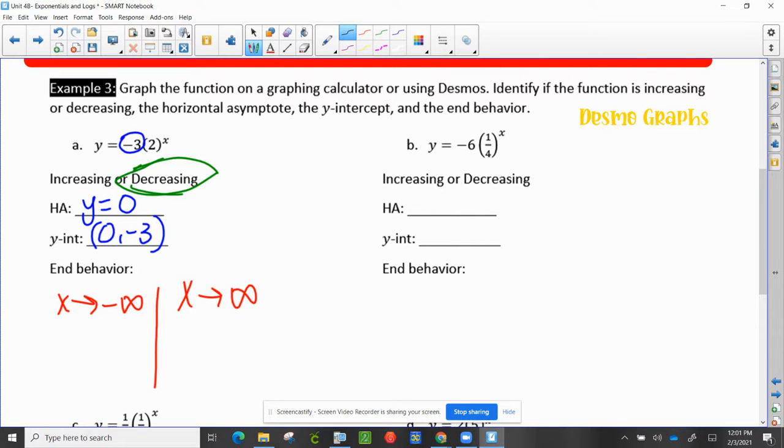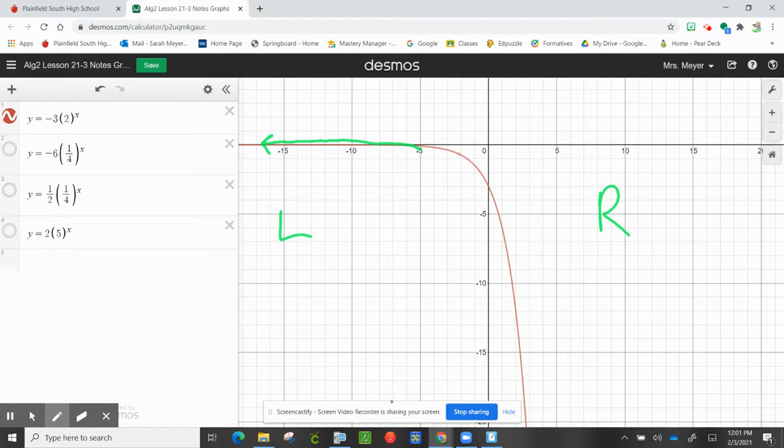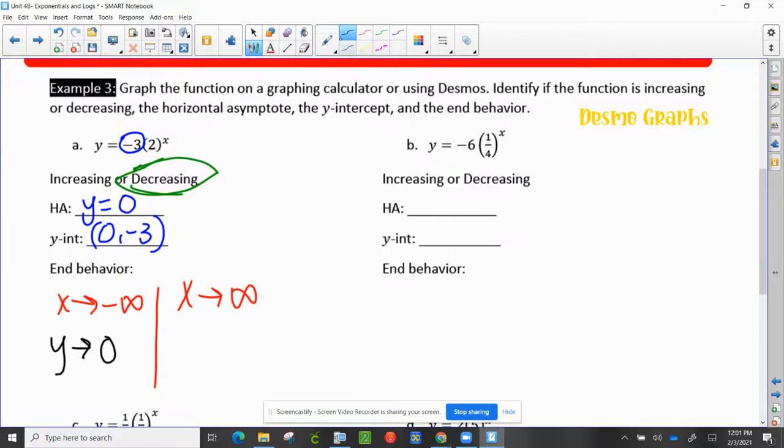We just said as it goes to the left, the y is approaching the asymptote. If I look at the graph, what is it doing as we move to the right? Well, it's going down forever. So if it's going down forever, our right side is approaching negative infinity. Okay. Let me go through one more with you guys.